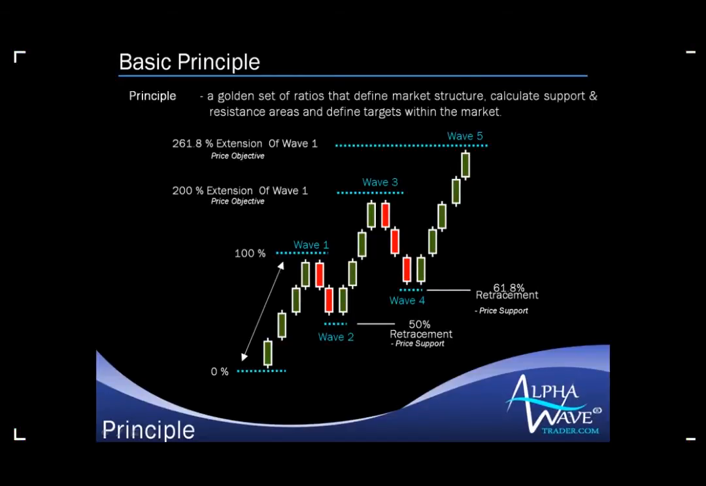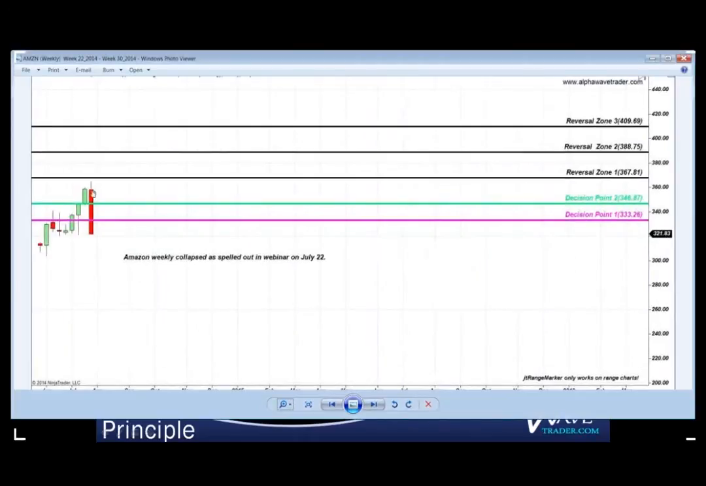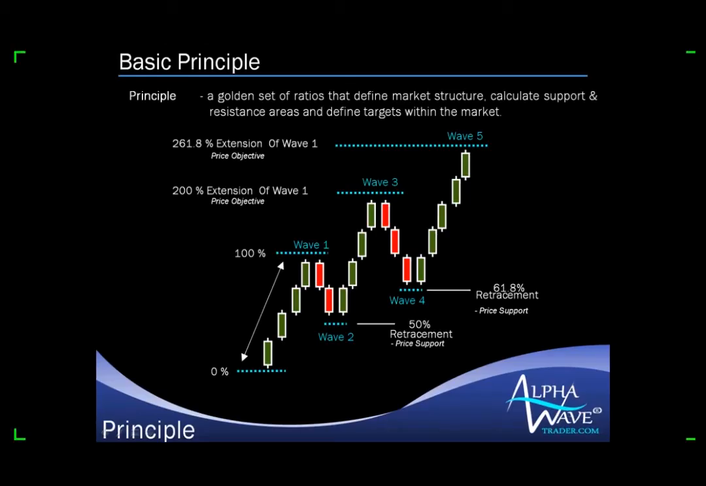Here's a couple of examples. The importance of the reversal zone is never, ever to be overestimated. Complete collapse on Amazon Weekly, announced on social media far in advance. And that's all there is.